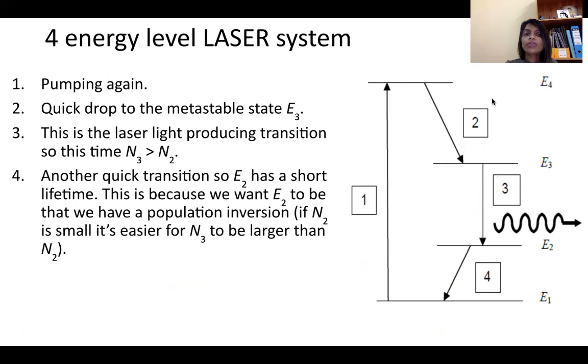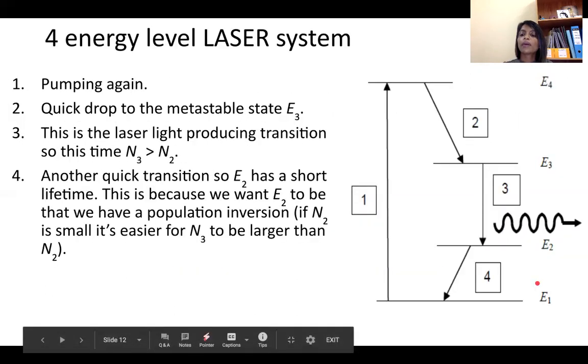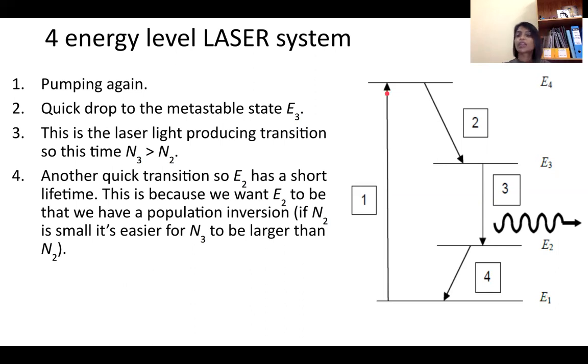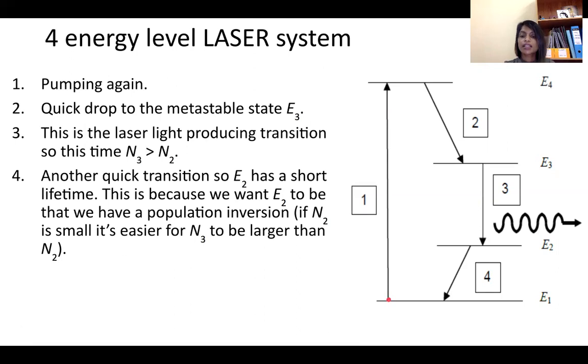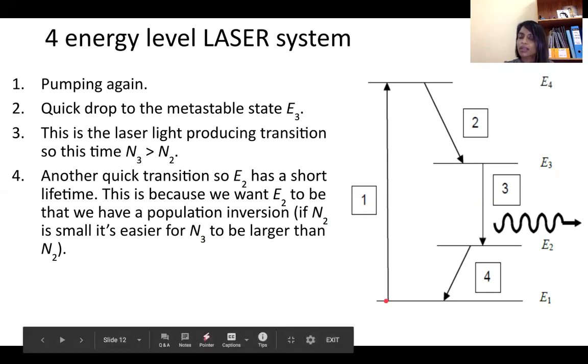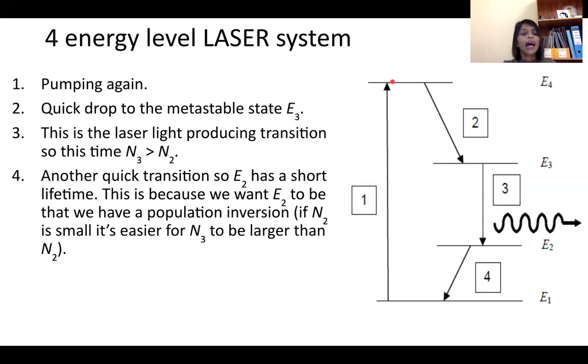Okay, now we have a 4-level laser system. Here also we have E1, that's the ground state. And then we supply energy, a very high energy. That means a lower wavelength is used if it is a light source. And then what happens? The pumping energy is sufficient for the electrons in the ground state to jump into the E4 state.